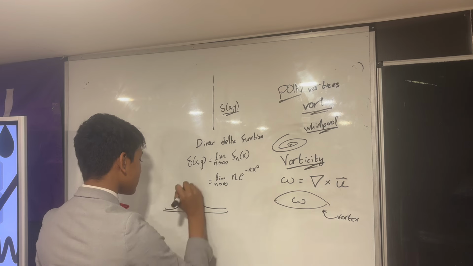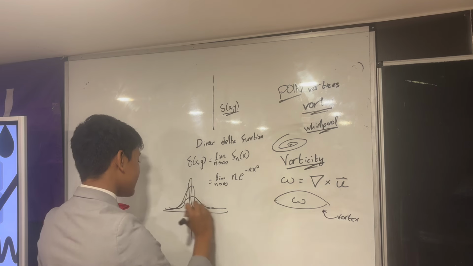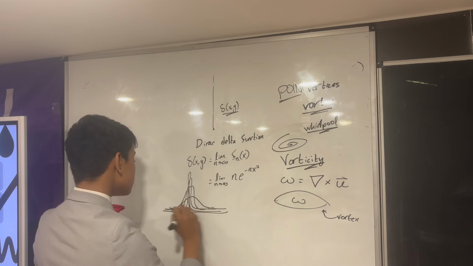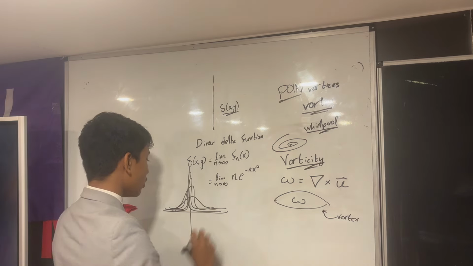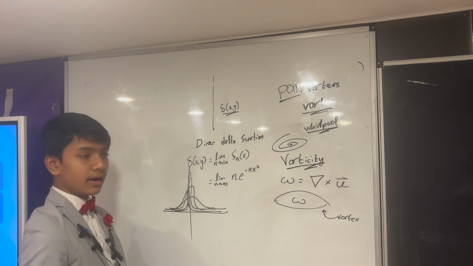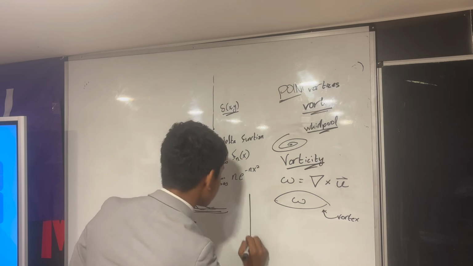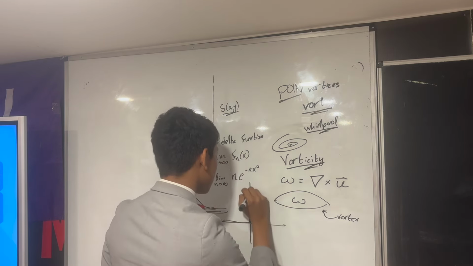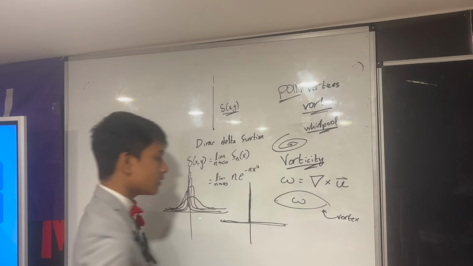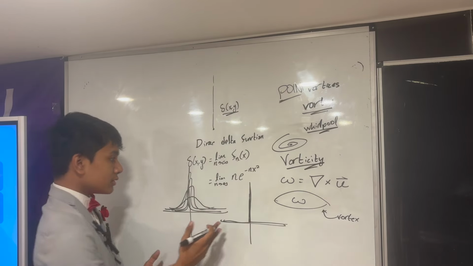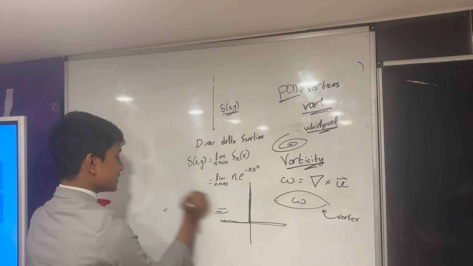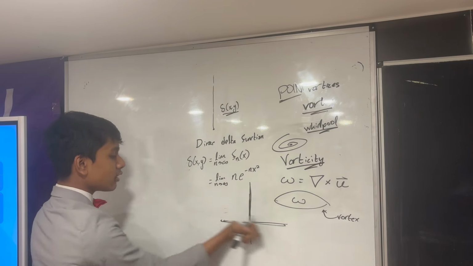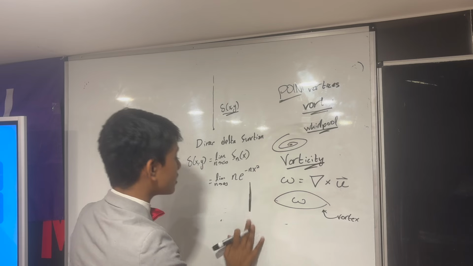Something like this, getting thinner and taller over and over and over again, until eventually a visualization of it might look like this. So that's what the delta function is, essentially. Big spike at 0, 0 everywhere else.